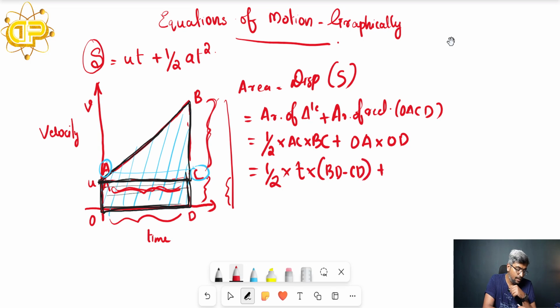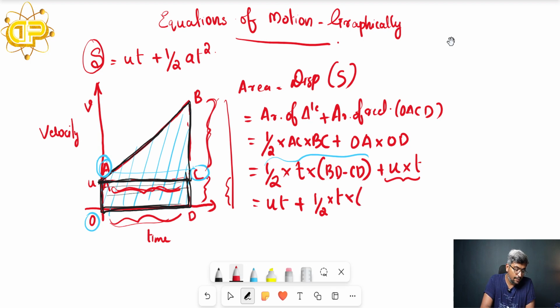Plus what is OA? OA, that is this one. OA is nothing but the initial velocity. So initial velocity into what is OD? This is nothing but the time. I am just taking this term first, so you will get UT plus this term. Half into T into what is BD? BD is the final velocity minus what is CD? The initial velocity U. So from there, UT plus half into T into V minus U. From the first equation of motion, you know that V is equal to U plus AT.